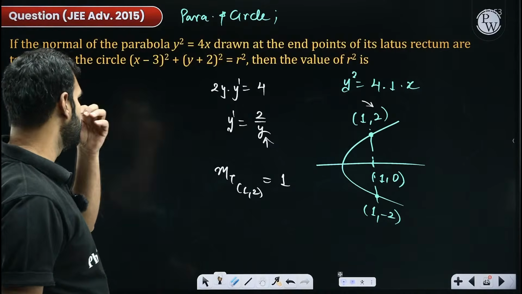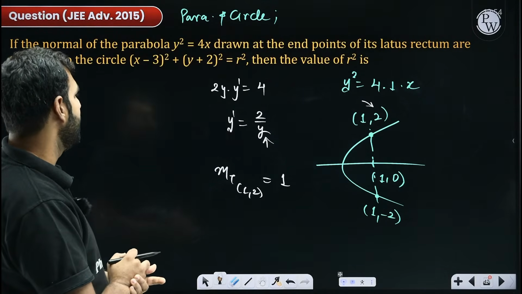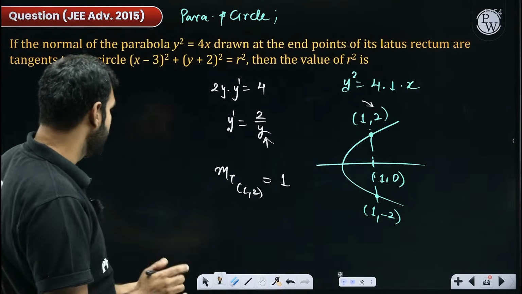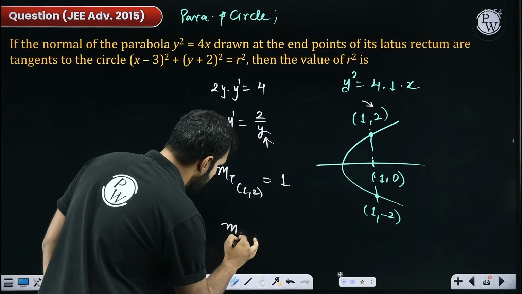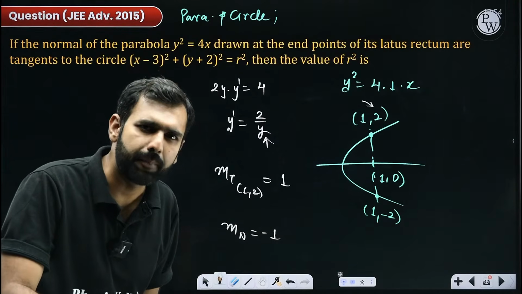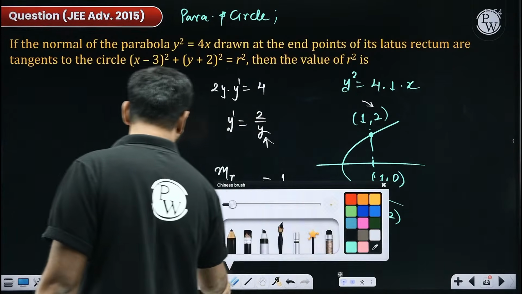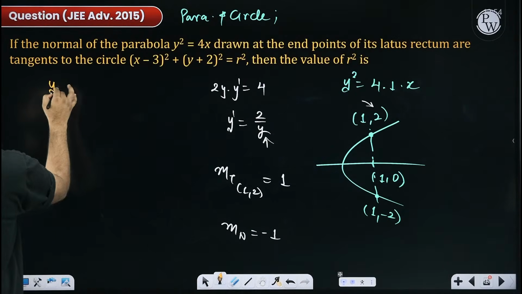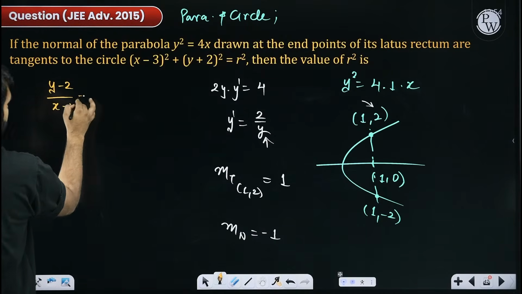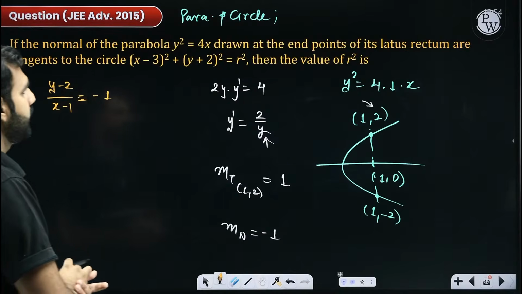Correct me if I'm wrong. 4 by 2y is 2 by y, and if I replace y by 2, it is 1. So the slope of the normal will be the negative reciprocal of this. Everybody got this? All the participants, are we clear on that? With this, if I wish to write the equation of the normal, it will be y minus y1 upon x minus x1 is equal to the slope, which is minus 1. Everyone getting this comfortably?